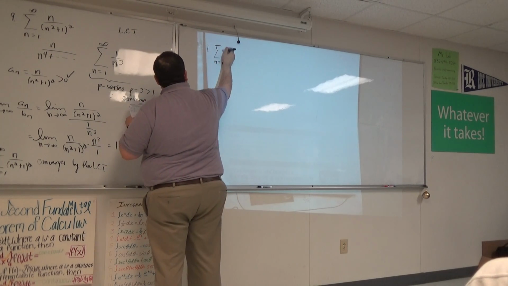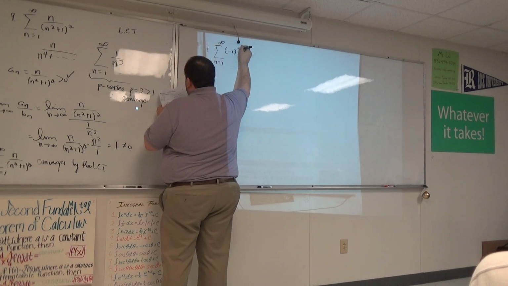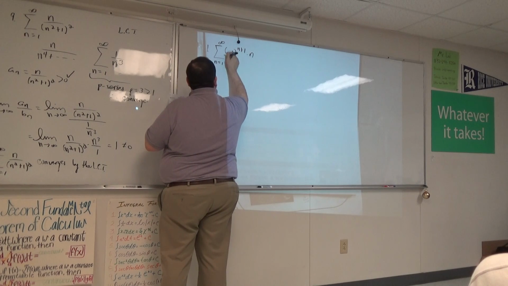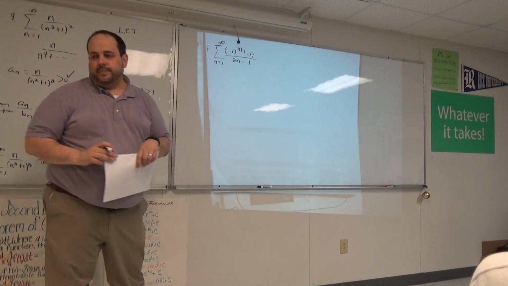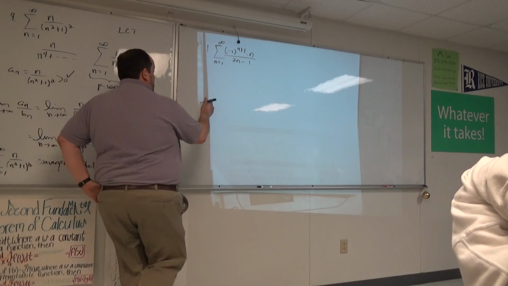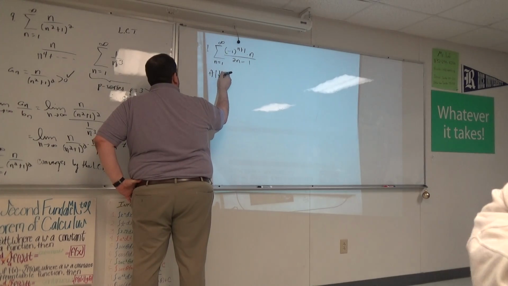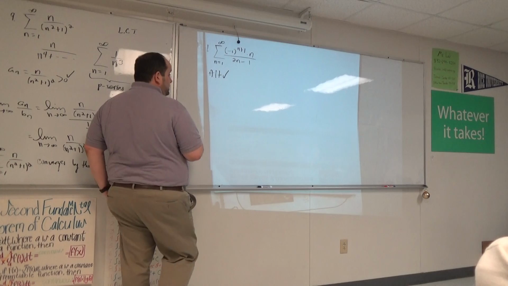Problem number 1. The series goes from n equals 1 to infinity of negative 1 to the n plus 1 times n over 2n minus 1. So let's run down the list here. Does the series do all the things? It alternates. Okay, alternating is fine. The limit to infinity does equal 0? Let's check.